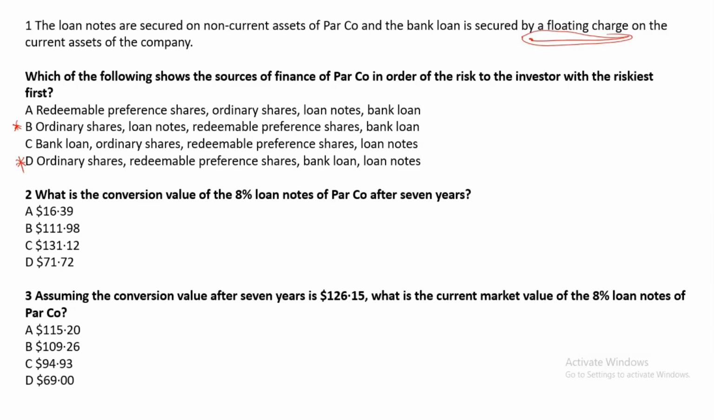Okay, so if we are looking at B, we can see that the loan notes have been put before the bank loan. So by that fact, we can see that B is wrong. Therefore, we are left with D. You can see that D is correct if you analyze. Yes, ordinary shares are riskier, followed by the preference shares, which are riskier as well. Then the bank loan, because it is secured by a floating charge, is riskier than the loan note. The loan notes are secured with a non-current asset whose value is stable. Are we together? So the answer is D.